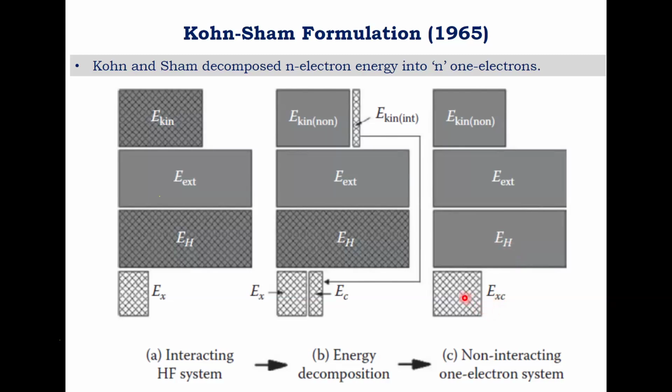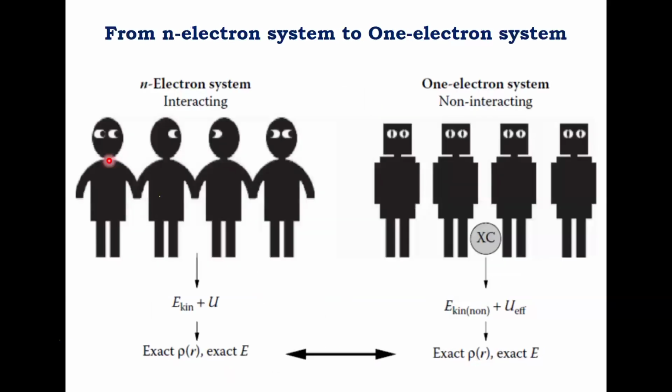So the exchange correlation part is now clubbed together, where the exchange part, the correlation part, and the interacting part of the kinetic energy have been added together to make this exchange correlation, which is interacting. In the energy decomposition, sorry, the exchange correlation energy is the interacting part. All other energy terms become non-interacting. That is the decomposition of the energy given by Walter Kohn and Sham in 1965.